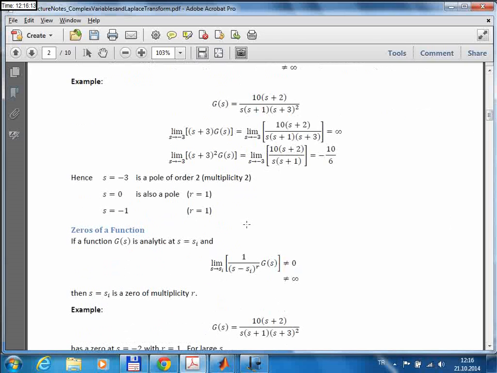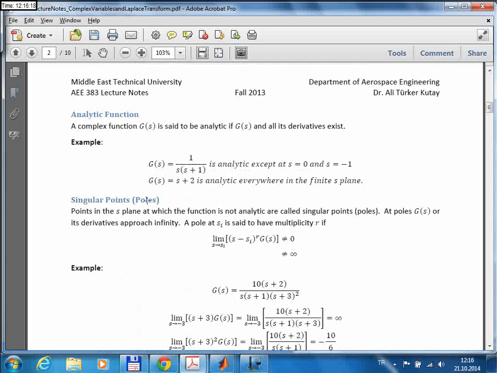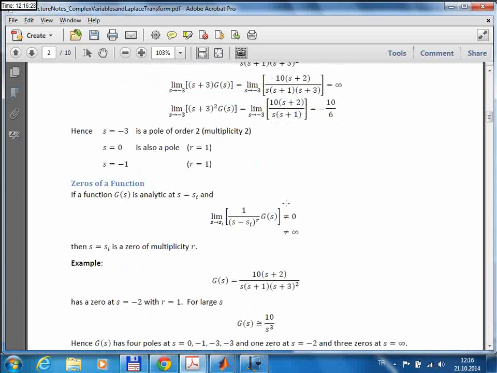And similarly, you can talk about the zeros of a function. So remember, the singular points or the poles were defined as the points on the S-plane at which the function is not analytic. And you define the zeros as the points on the complex plane at which the function has a value of 0. Okay?